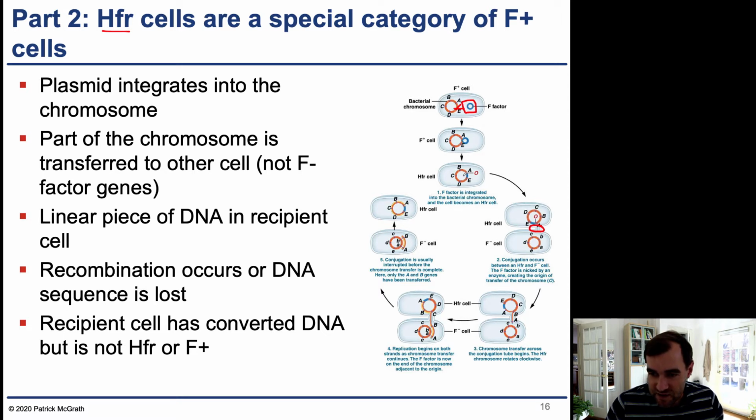However, again, because the F factor has a part of its DNA that specifies what gets transferred into the new cell, the first thing that gets transferred is a small part of the plasmid, shown in blue right there. And then after that, what gets transferred is the host genome. So now we're able to transfer the host chromosome into the recipient cell.